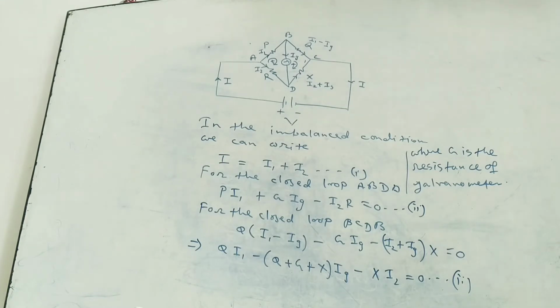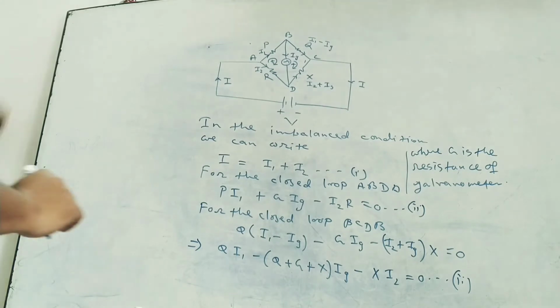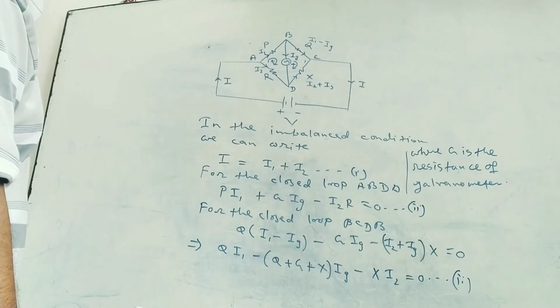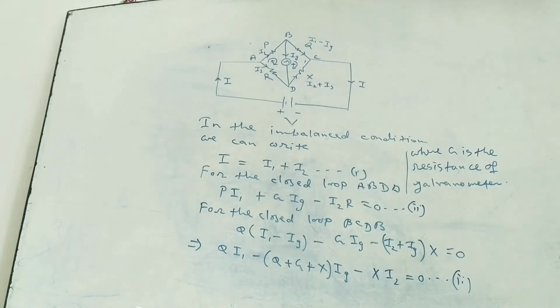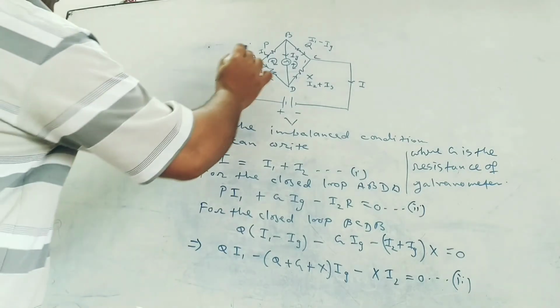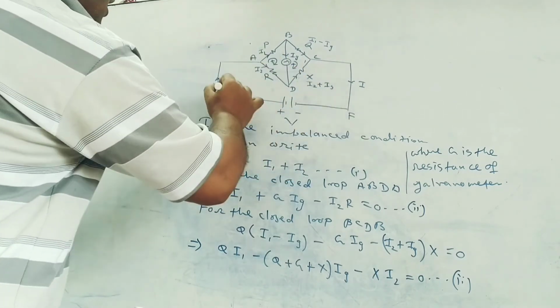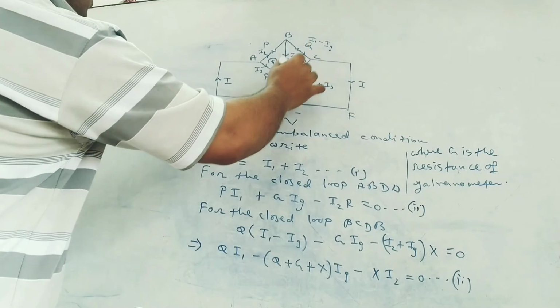In this circuit, there are three unknowns: I1, I2 and Ig, if we have the known resistances P, Q, R and X. Now we can consider the circuit AEFCA.